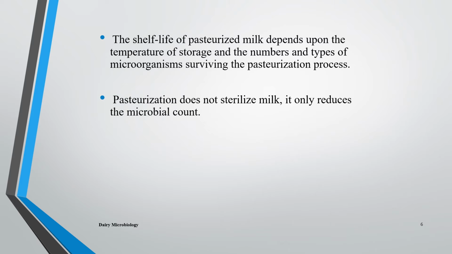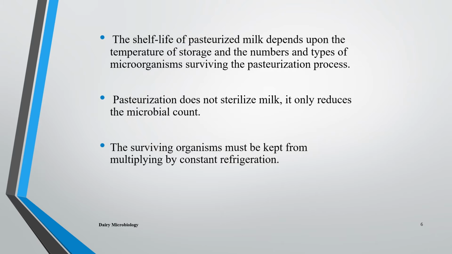Pasteurization does not sterilize milk. The temperature which is used for sterilization is 100 degrees Celsius or more. But in pasteurization, the temperature used is between 60 degrees Celsius and 80 degrees Celsius, which is less than the temperature used for the process of sterilization. So, pasteurization does not sterilize milk, it only reduces the number of the microorganisms present in the milk.